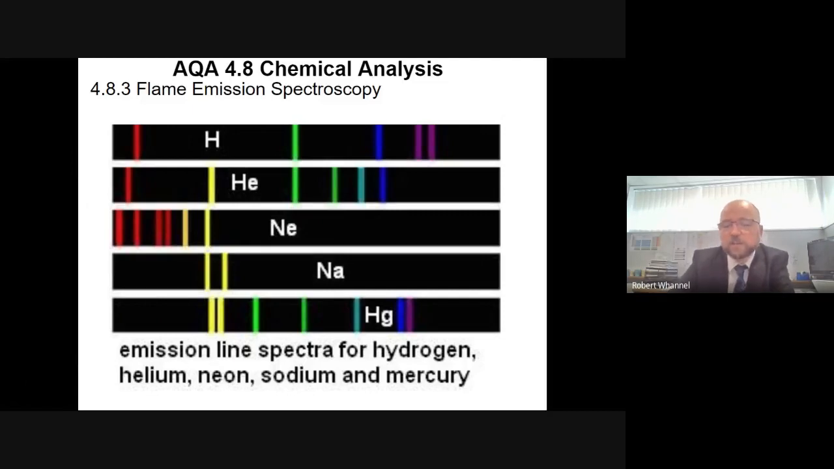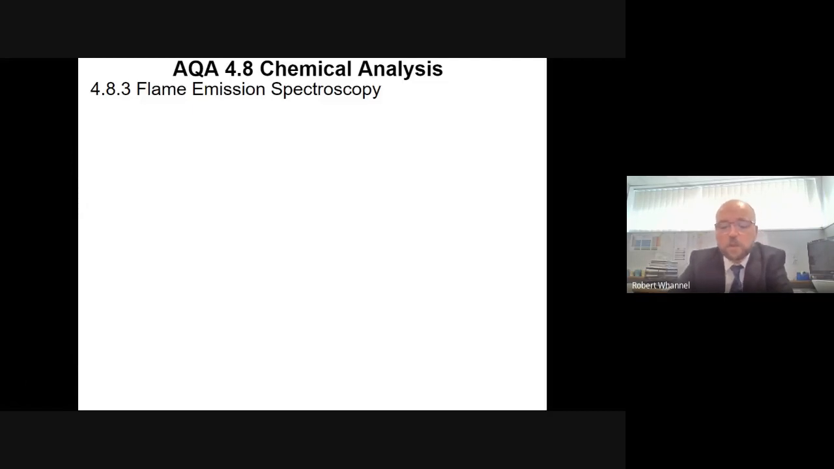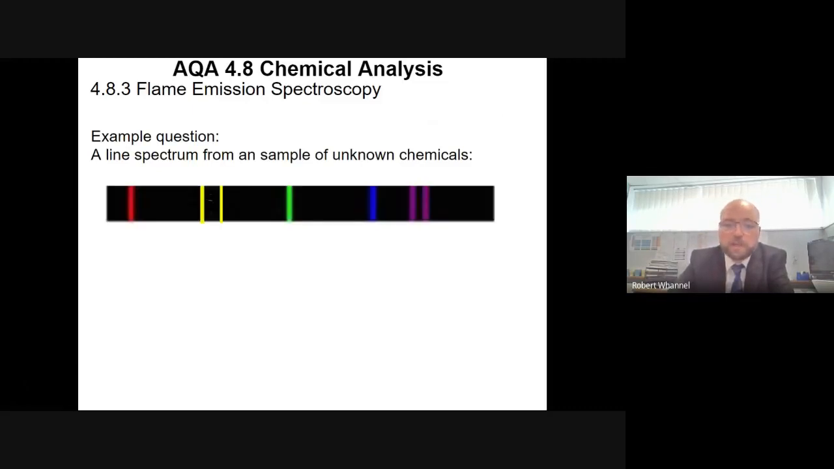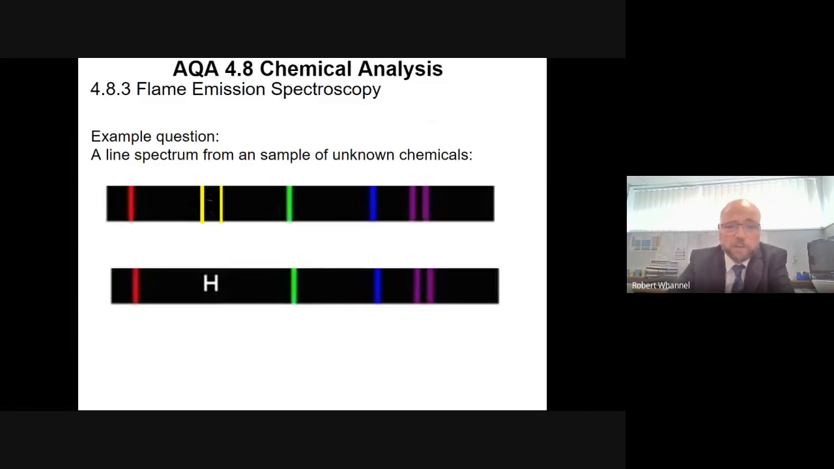All right, so how do exam questions look? What you're going to get is perhaps a sample of unknown chemicals. And here is 1 sample. What you will then get below is a selection of elements, and you've basically just got to match up what's in there. So here we go. There's hydrogen. And hopefully you can see the red, the green, the blue, and the two purples match up. My sample definitely has hydrogen.